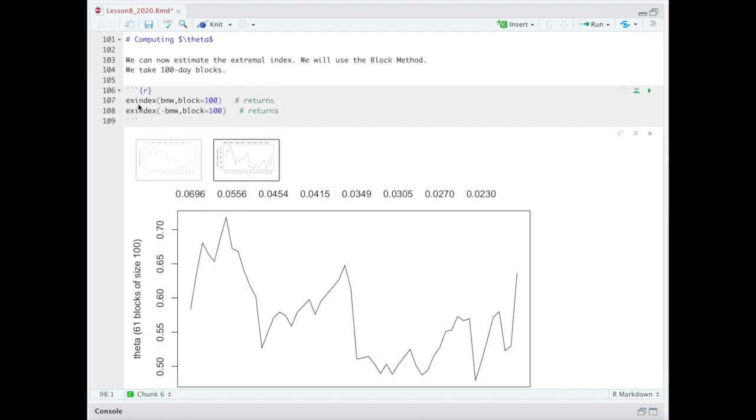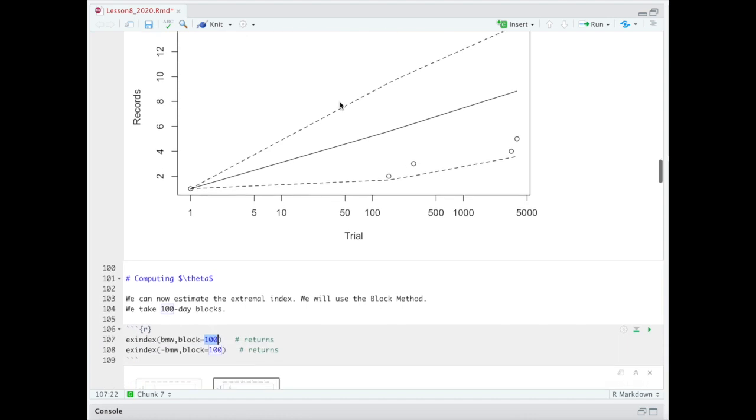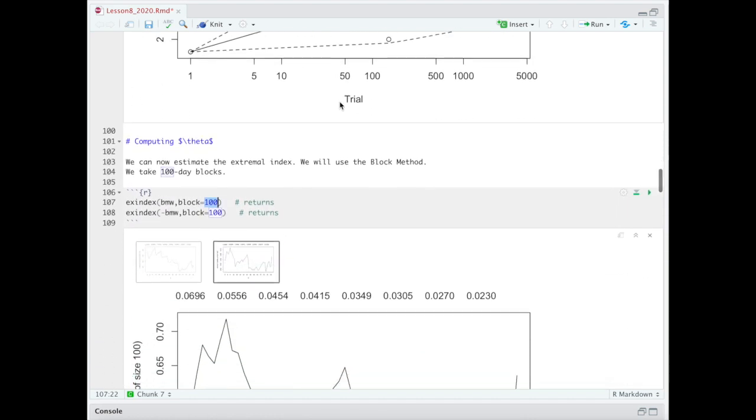Now, so what can we do? Let's compute the extremal index for BMW using blocks of 100 observations. Okay, you can try with other sizes if you want. This is a decent size considering the number of observations. Remember that the block size is highly dependent on the number of observations that you have. There is clearly a trade-off.